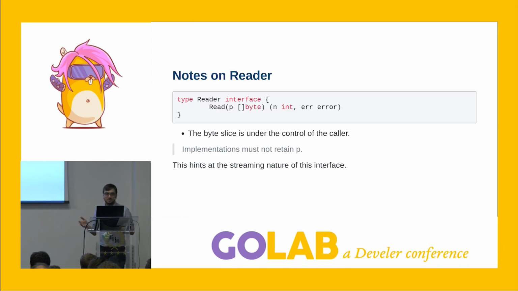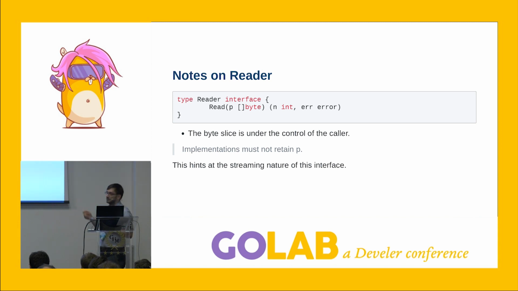Okay, a few more notes on this reader. So the byte slice that you pass in is under the control of the caller. You are not returning a byte slice that you read. If you would return a byte slice, the read implementation would have to allocate this byte slice over and over again when you read a stream, and this would cause quite some pressure on the garbage collector.